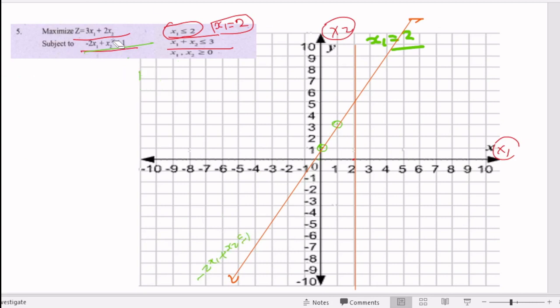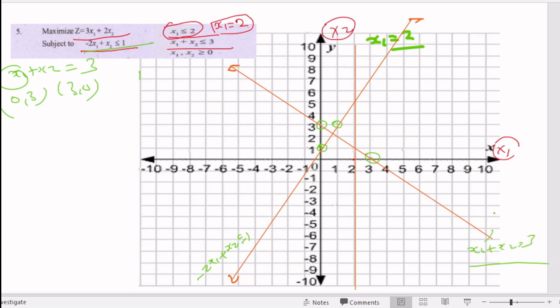Next line is x1 plus x2 is equal to 3. Very simple. If x1 is 0, then x2 is 3. If x2 is 0, then x1 is 3. So you can say 0, 3 or 3, 0 are the 2 points. 0, 3 is here and 3, 0 will be here. So we can plot this line also. We got the third line, and the name of this line is x1 plus x2 is equal to 3.